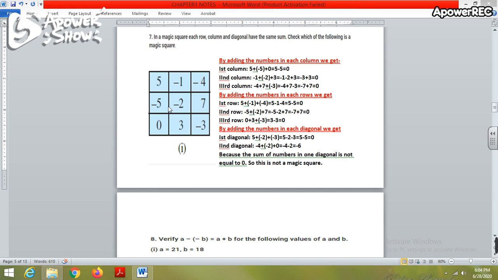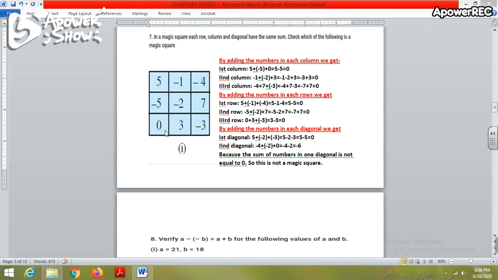Now let's find the sum of the numbers in the second row. In the second row we have minus 5 plus minus 2 plus 7, which equals minus 5 minus 2 plus 7. Minus 5 minus 2 equals minus 7, and minus 7 plus 7 equals 0. So again the sum is 0.